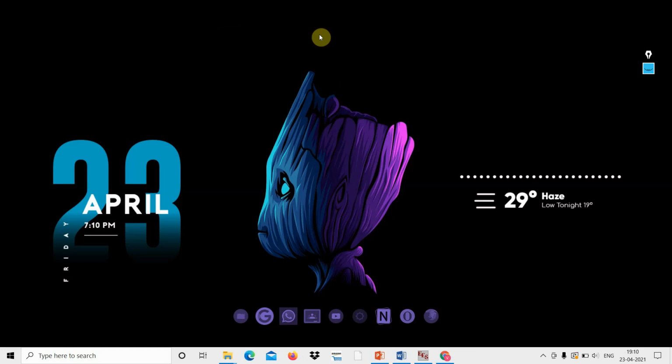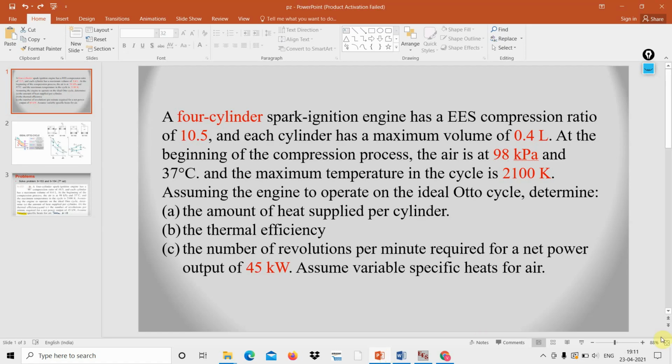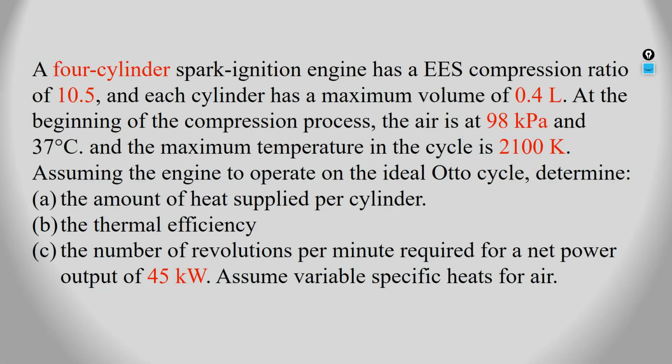Moving forward from our previous video, the introduction to EES, now we will do the energy analysis of the Otto cycle and see how easily it can be done. So let's start. We have this problem.